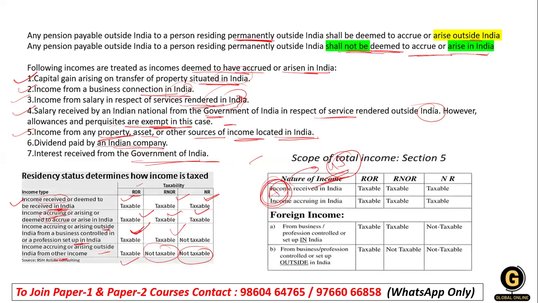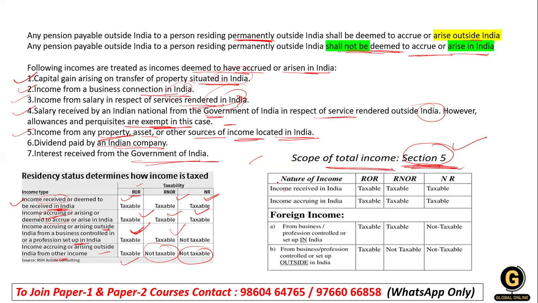Now, the scope of total income is given in Section 5. You have to just keep in mind that Section 5 is for the scope of total income. It's for the residential status. What is the scope of the income?